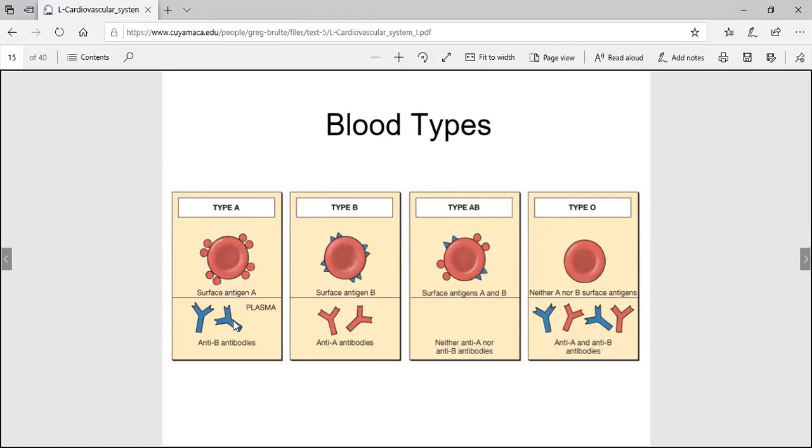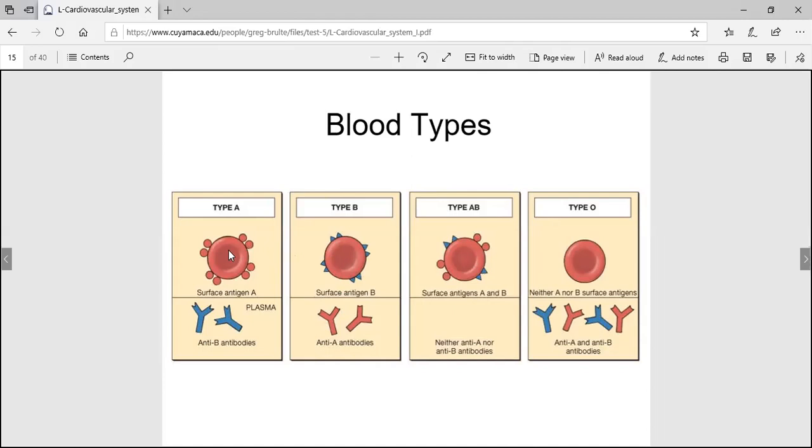Well, he better not have A antibodies or it would stick and clump, right? But they're making B antibodies, which is cool because there's nothing for the B's to stick to. Look at type B: it has B antigens on the surface, right? But there are no B antibodies to stick to them. It has A, this person's automatically making A antibodies, but that's cool because there's nothing to stick to.